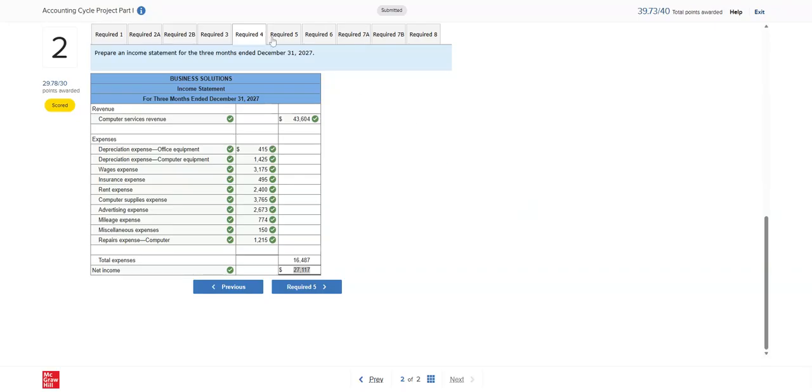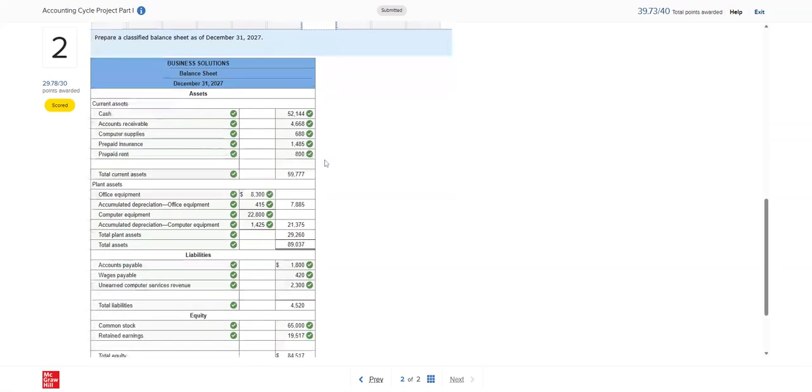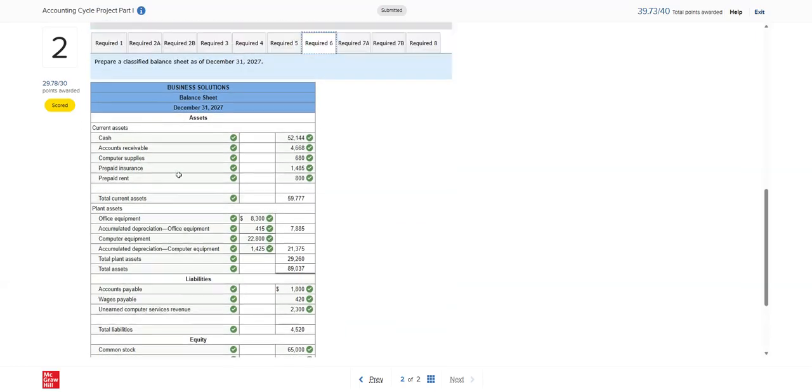Next is the retained earnings statement, which shows how net income and dividends affect the company's retained earnings during the period. Finally, you have the balance sheet, which reports the company's assets, liabilities, and equity at the end of the period. It's basically just giving a snapshot of the company's financial position.